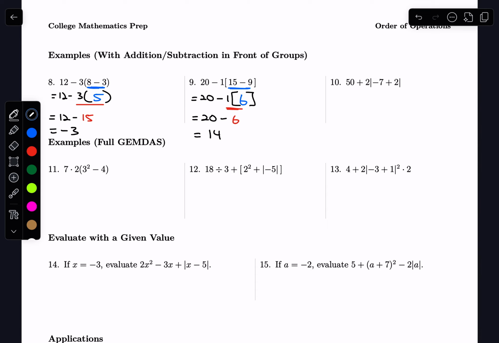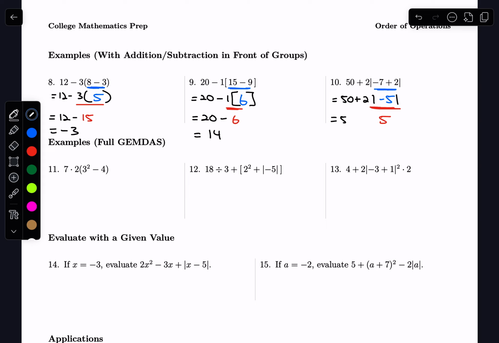Number 10, we have 50 plus 2, absolute value of -7 plus 2. So I'm going to work on the inside of this absolute value first. -7 plus 2 is -5. Then I'm going to rewrite the absolute value symbols and the 50 plus 2 in front. Now we need to take that absolute value. We need to evaluate the absolute value of -5, because remember, absolute values are a grouping symbol. So the absolute value of -5 is +5.